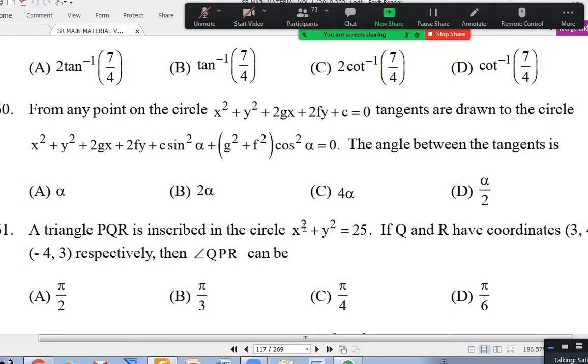Okay. 60 again, in a sense, is similar to one of the questions that we discussed just now. Here the two circles are concentric. Am I correct? Yes, sir. Whenever two circles are concentric, you take any point on the bigger circle, draw the two tangents. Obviously, this angle will be constant.